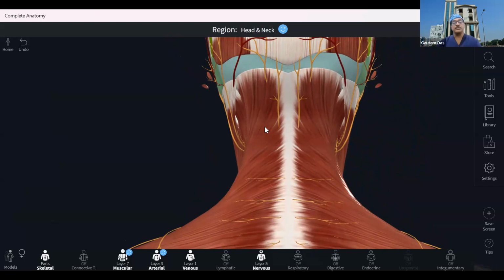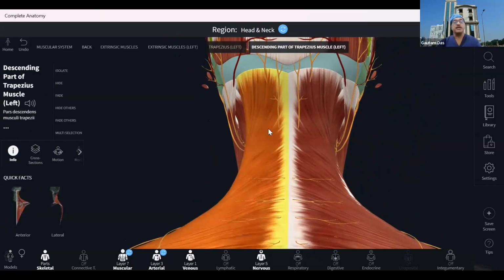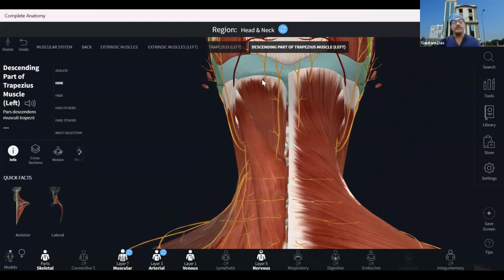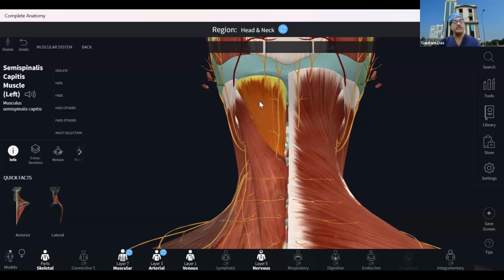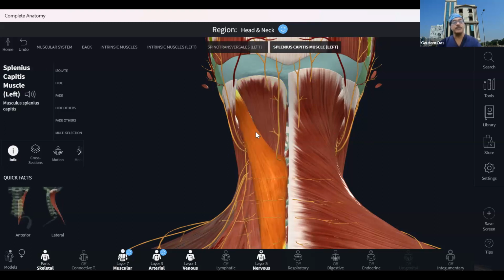So one muscle is your trapezius. As I told you, trapezius, where it is inserted at the occiput, is a very thin layer, like a strap muscle. So let me remove it. If you remove it, then there is a big bulky muscle here. This muscle is your semispinalis capitis. Semispinalis capitis is a very big muscle in the midline, and it lies just below the trapezius. Trapezius is a very thin strap muscle. And on the lateral side is the splenius capitis, this muscle. This is your splenius capitis.